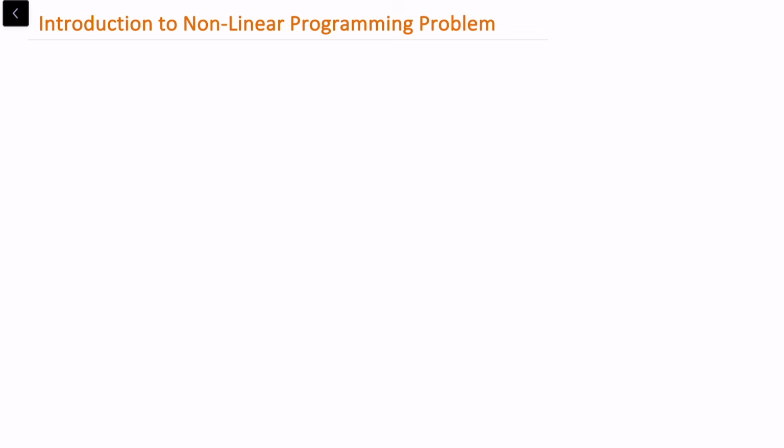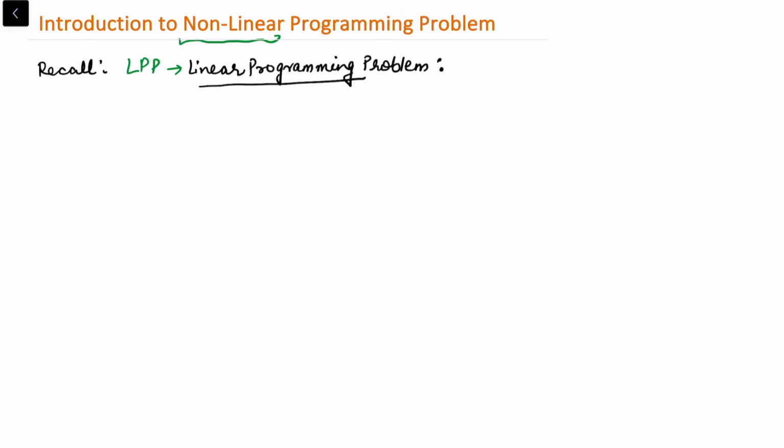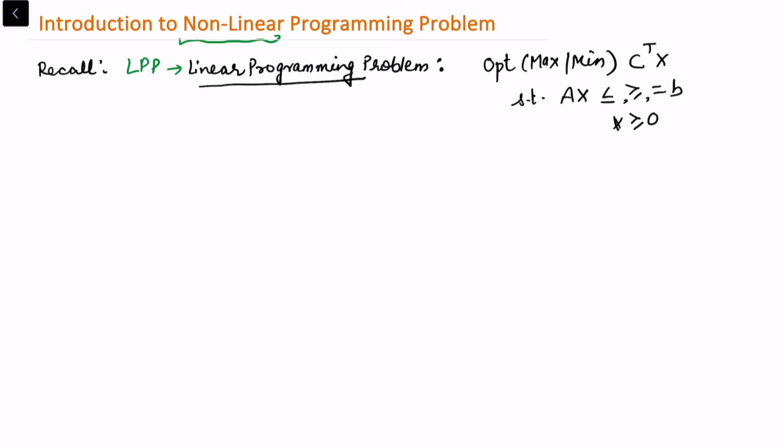In this video, I'll be giving a brief introduction to the non-linear programming problem. But before that, let us recall what is a linear programming problem. In this, our problem is that we want to optimize, either maximization or minimization, c transpose x, subject to the constraint Ax, which may be less than, greater than or equal to some constant. And then we have some restriction, or even sometimes these decision variables may not be restricted.